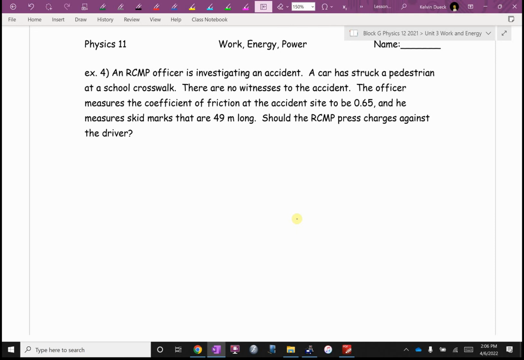So, an RCMP officer is investigating an accident. A car has struck a pedestrian at a school crosswalk. No witnesses. The officer measures the coefficient of friction at the accident site to be 0.65, and he measures skid marks that are 49 meters long. Should the RCMP press charges against the driver? What's this question asking me to find? A verdict? How? Which V? What's VF of every car accident ever in history? Yeah, it's asked me to find VI.